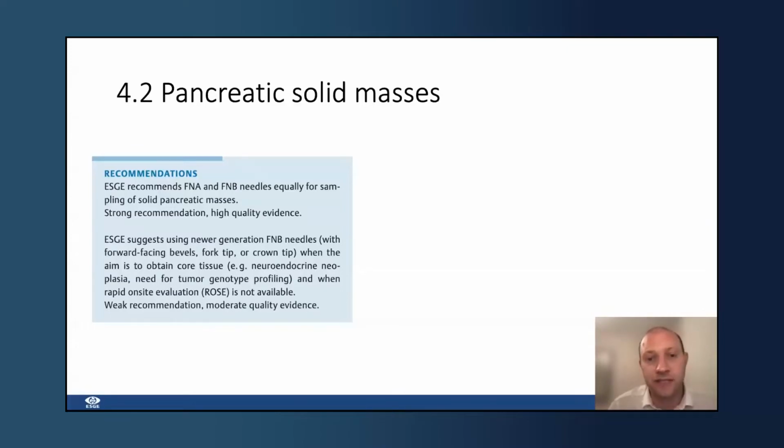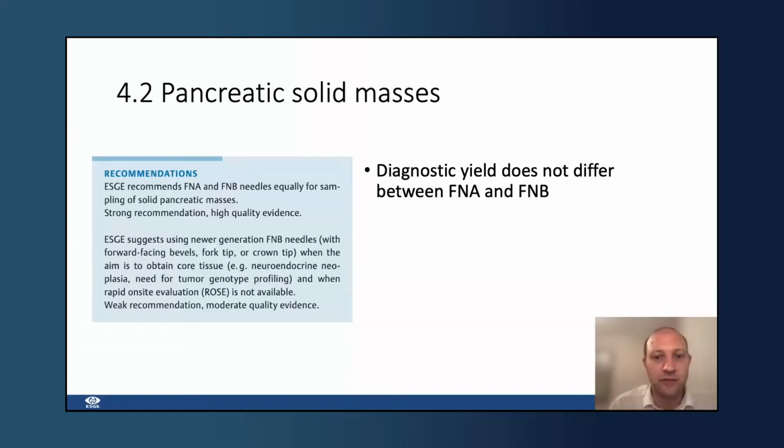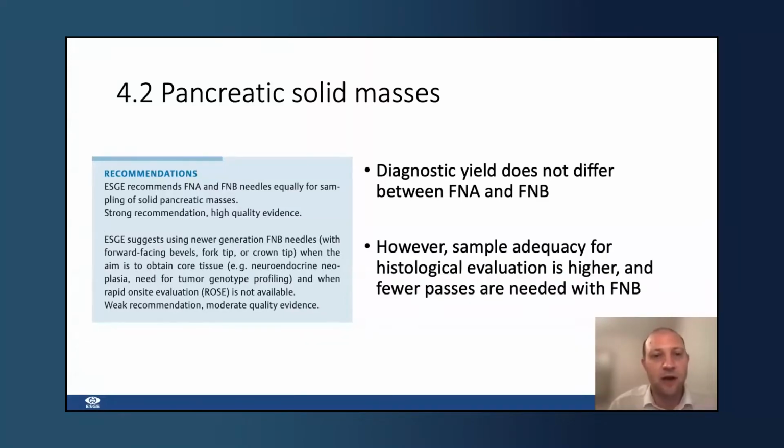Since the 2017 ESG guideline on EUS tissue acquisition, there have been a number of RCTs and meta-analyses that have compared FNA and FNB needles, and they are equally as good at sampling pancreatic masses, and the diagnostic yield does not differ. However, other studies have shown that sample adequacy for histological evaluation is higher, and fewer passes are needed with an FNB needle. As such, ESG do suggest using newer generation FNB needles when the aim is to obtain a core tissue sample.